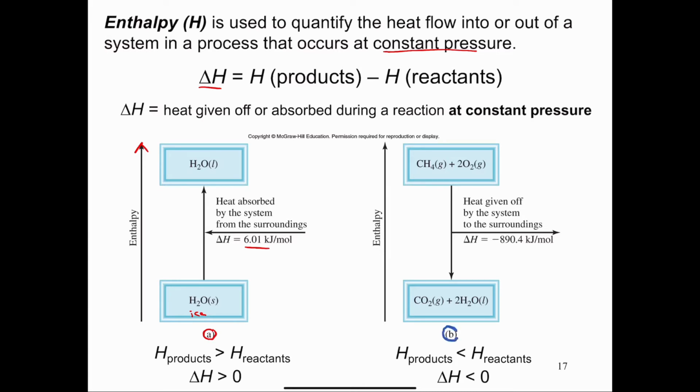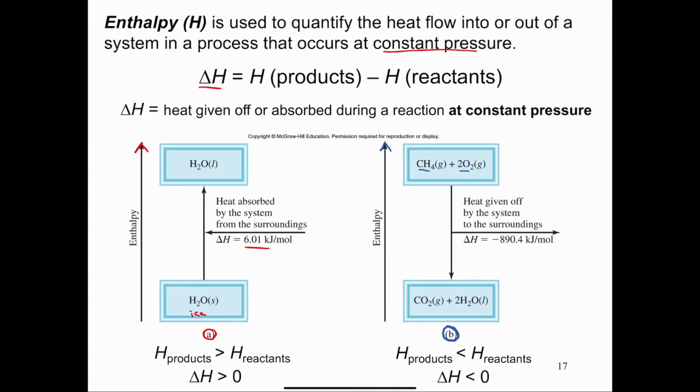In B, this is showing a reaction. So this is the combustion of methane gas. So this is our reactant at the top, methane plus oxygen, which is giving us carbon dioxide and water. But when that methane burns in the presence of oxygen, you can see that if I compare the relative enthalpy of my reactants versus my products, my reactants have a higher enthalpy than my products do.